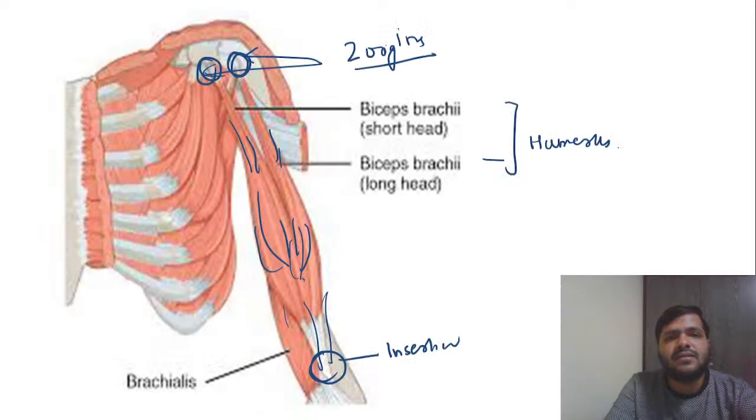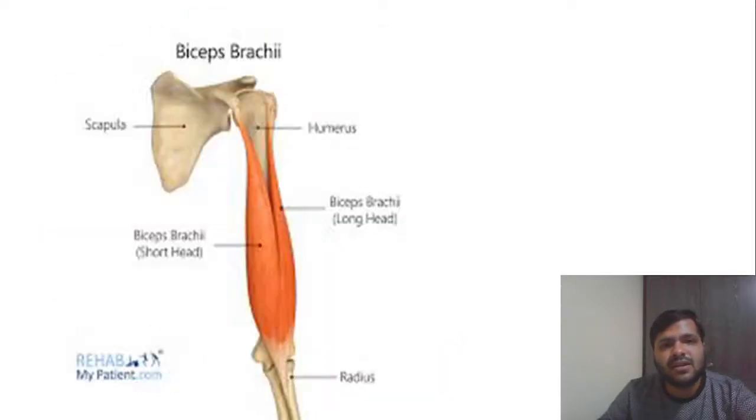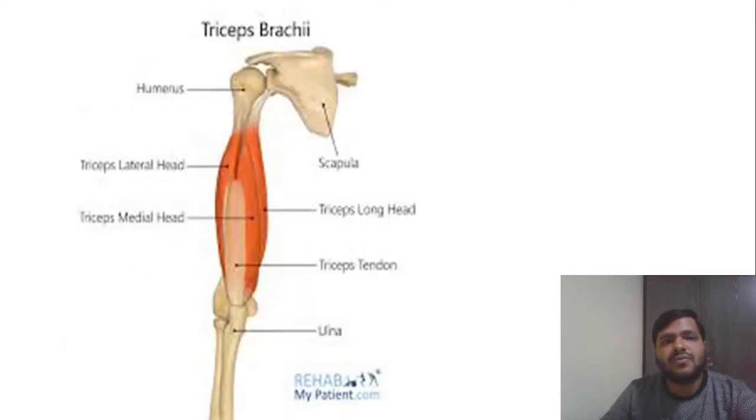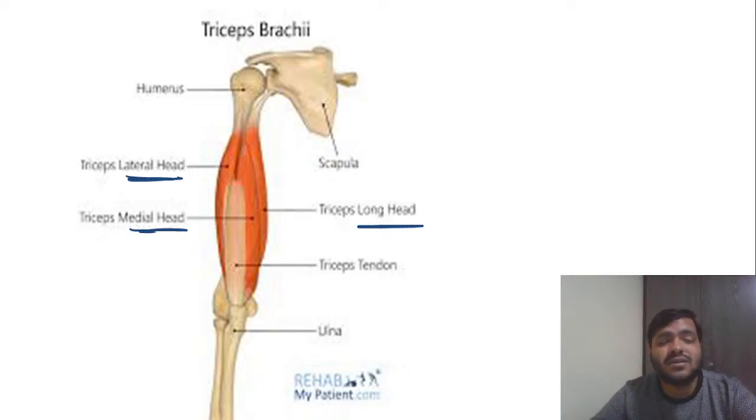Biceps, I think you guys have already done. In the biceps, you can see the two heads and one insertion. Coming on to the triceps, it has the lateral head, the medial head, and the long head. There was a question in FMGE, I don't know which year, asking which is not the origin of triceps: lateral, medial, long, and short. So the answer is short. Triceps have a long head but not a short head.